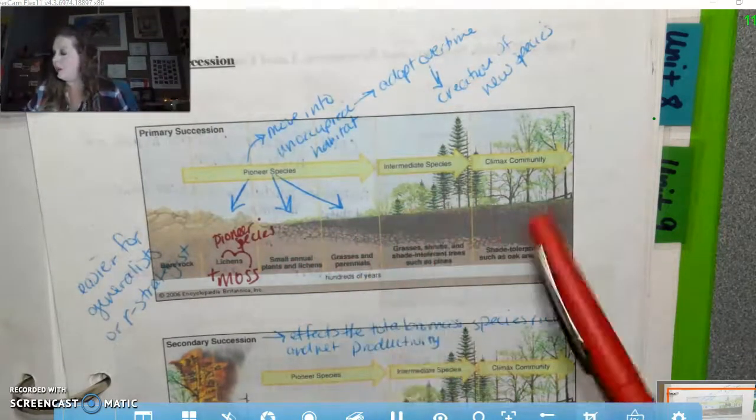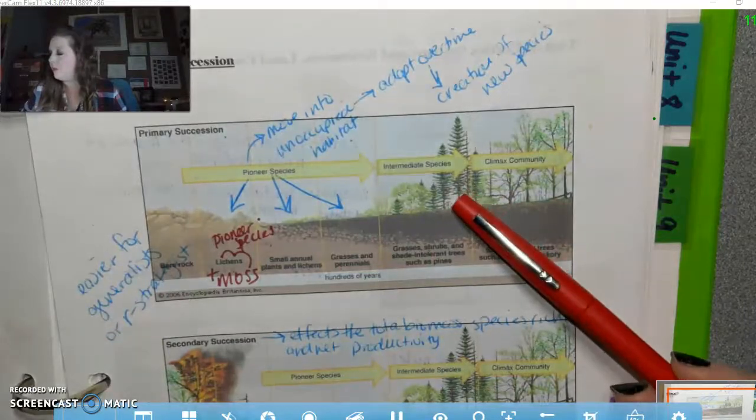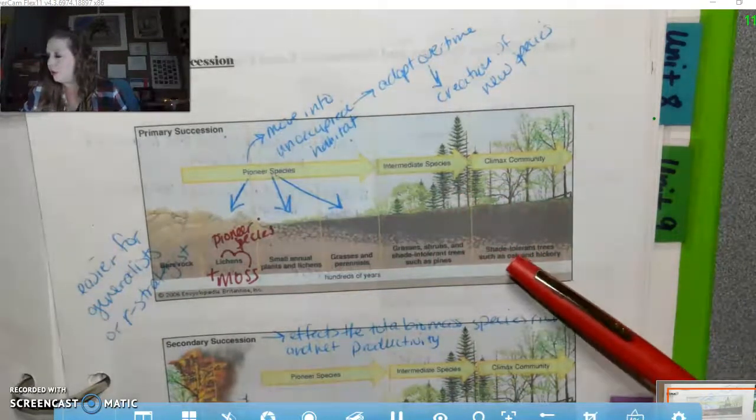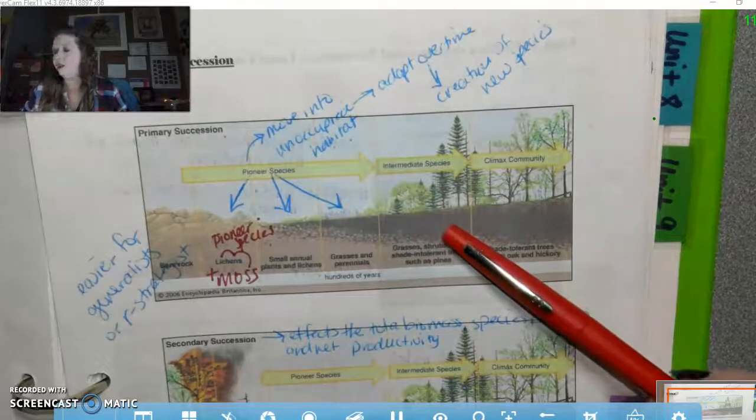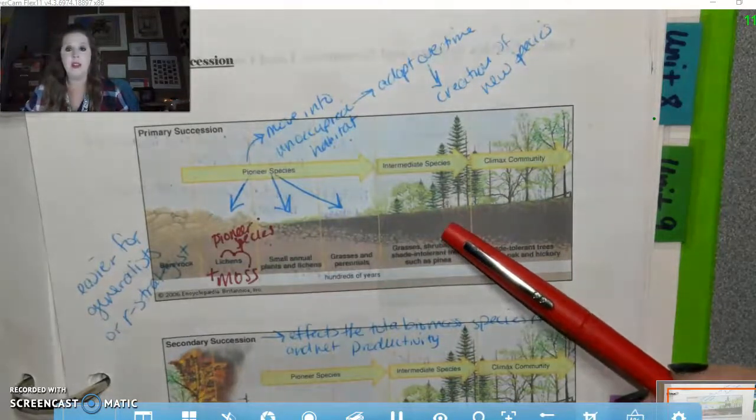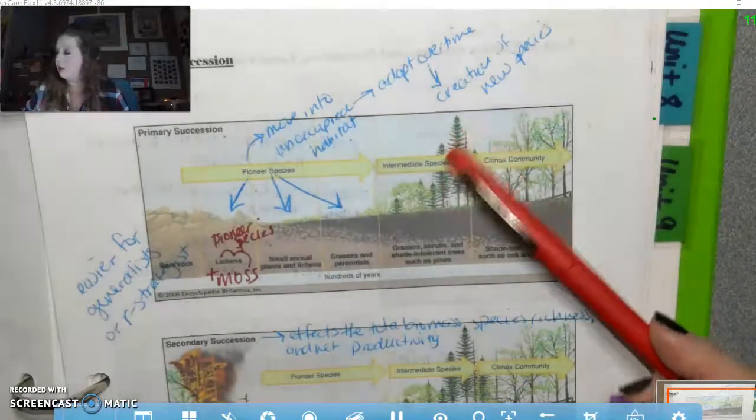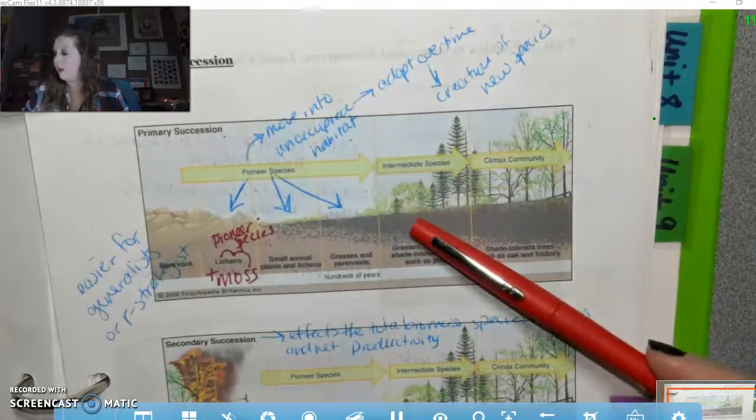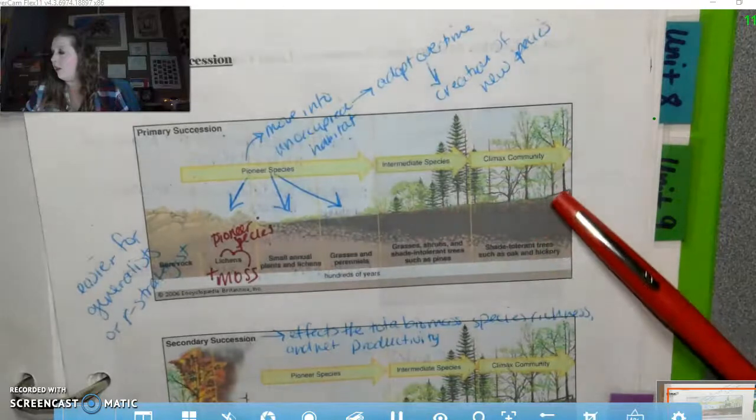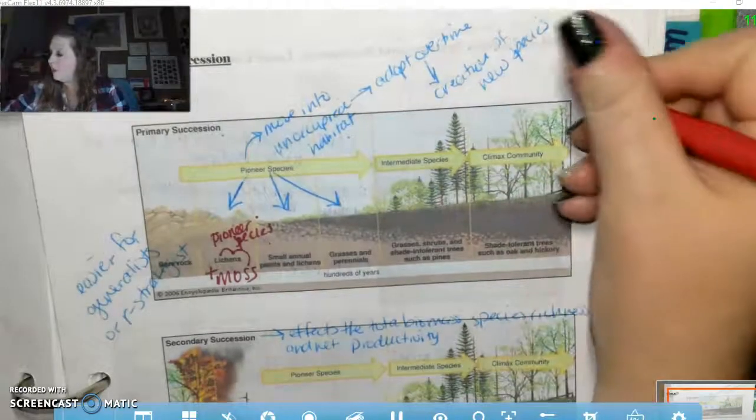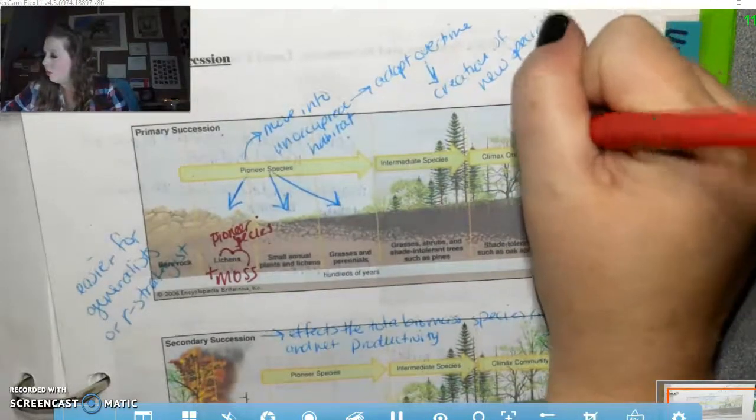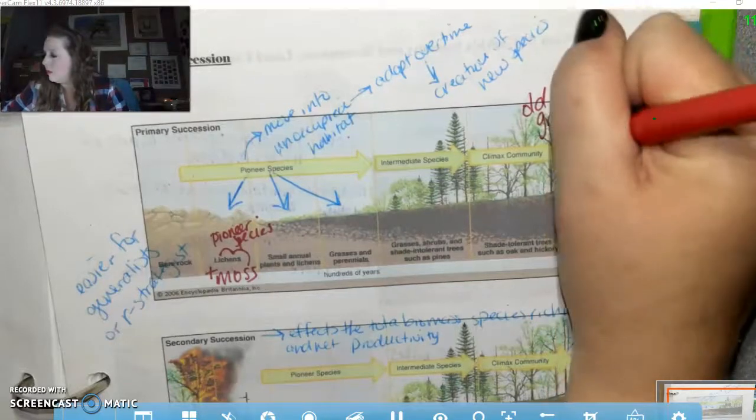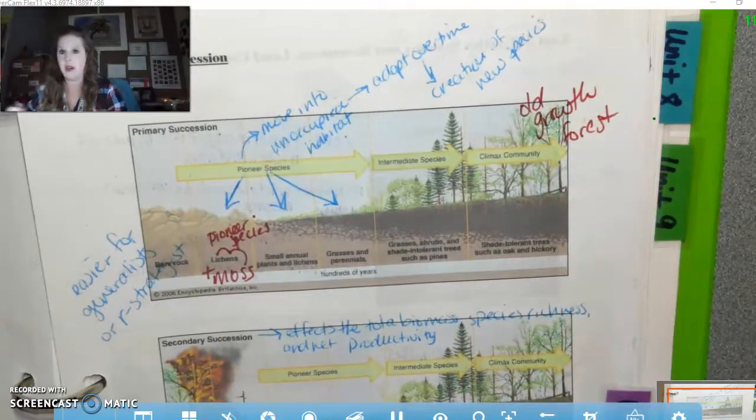So then we move into smaller trees, shrubs, and other things that can be more shade tolerant because you're going to have larger trees cast shadows. And then through time, we have our Climax Community, which is essentially our old growth forest. Okay, so this takes hundreds of years.